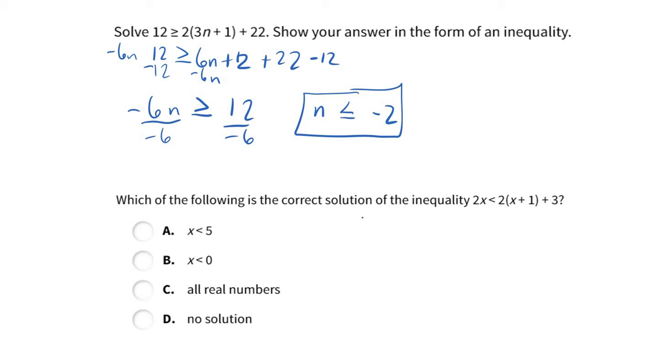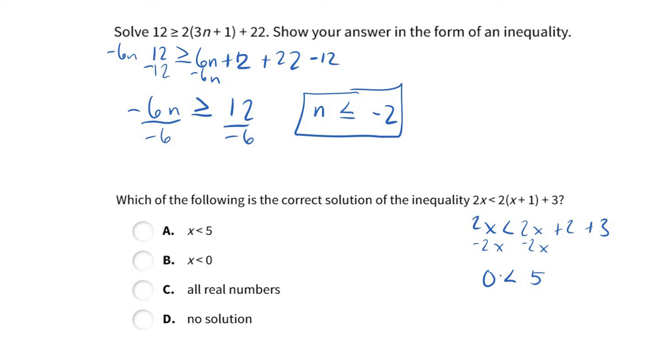Which of the following is the correct solution to the inequality? Well, let's clean this up. So 2x, notice I've got x's on both sides, so distribute: 2x plus 2 plus 3. Let's get my x's on the same side, so I'm going to subtract 2x over. Notice what happens here. I've got 0 is less than 5. Well, that's a true statement, isn't it? 0 is less than 5.